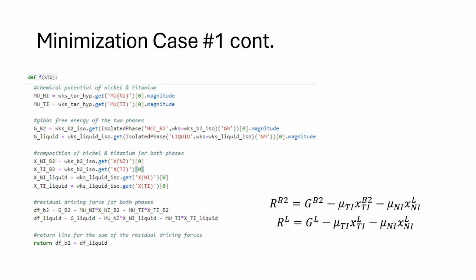So on the left, you can see my code that I put to do the things I just described, defining and deriving the functions and variables, but I just wanted to highlight on the right that I derived the residual driving force equation for the B2 phase, and then for the liquid, they are two separate phases, but they are just denoted by the change of phase.